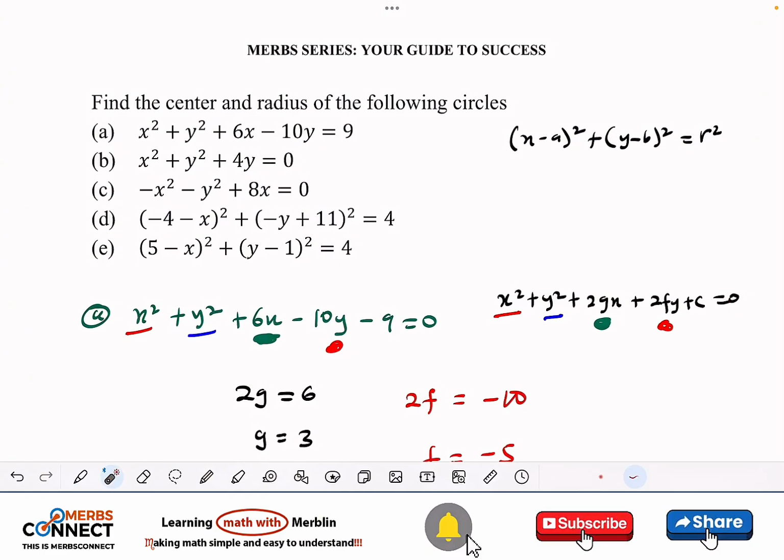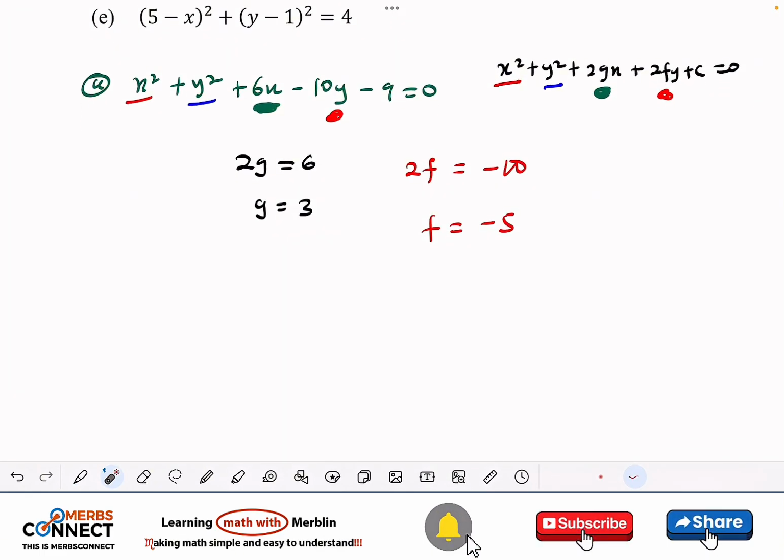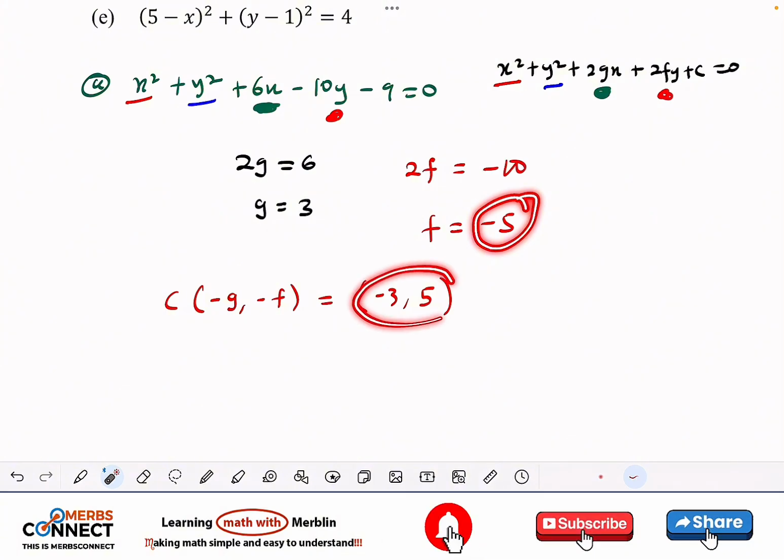The first thing that we are looking for is the center. Remember the center is minus g, comma, minus f. So here the center is going to be minus g, which is minus 3, and then minus f will give us 5. You need to pay attention here. Do 1 or 2 examples and you are okay to go. Anytime I find g, I need to negate it. So this is my center.